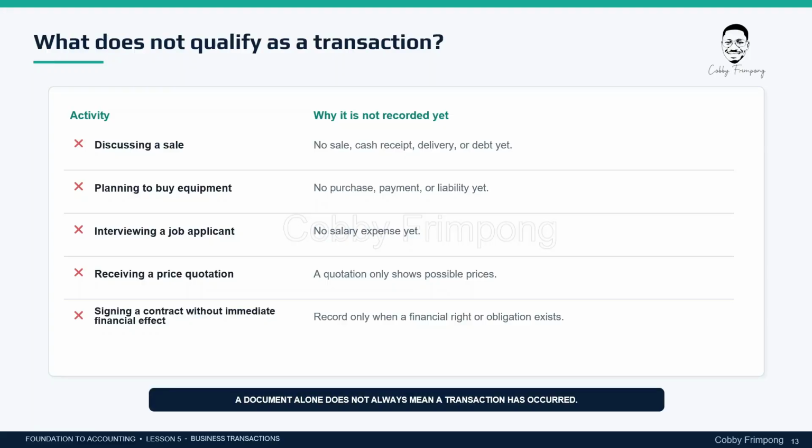What does not qualify as a transaction? Not every business activity is an accounting transaction. A customer asking about prices is not yet a transaction because no sale has happened. Planning to buy a laptop next month is not a transaction because nothing has been purchased and no liability exists. Interviewing someone is not yet a transaction, although salary becomes a transaction when the employee earns it. A supplier quotation is not a transaction by itself. A document alone does not always mean a transaction has occurred.